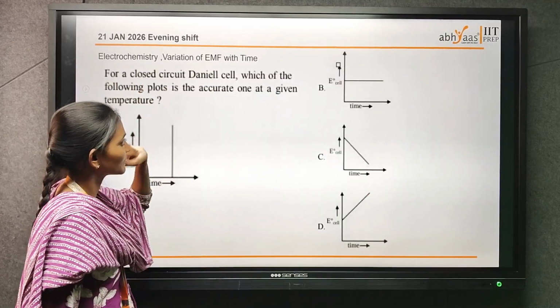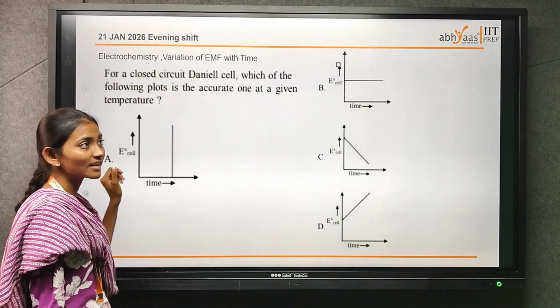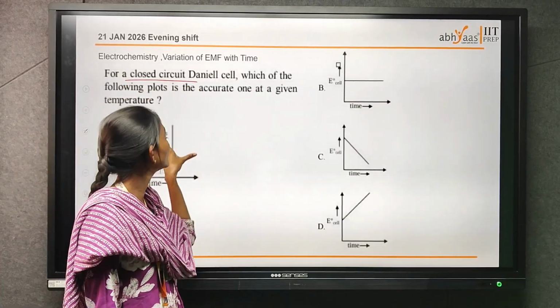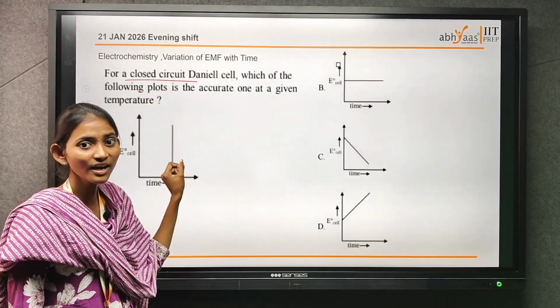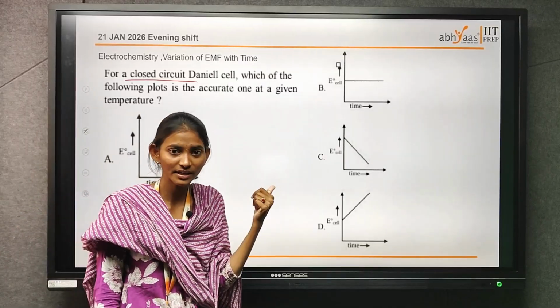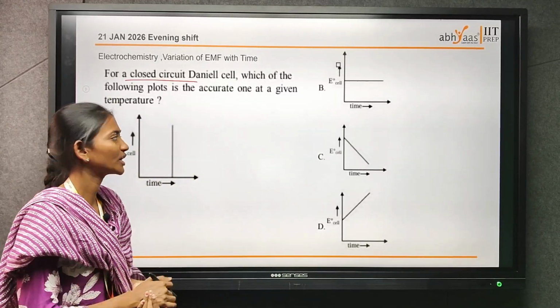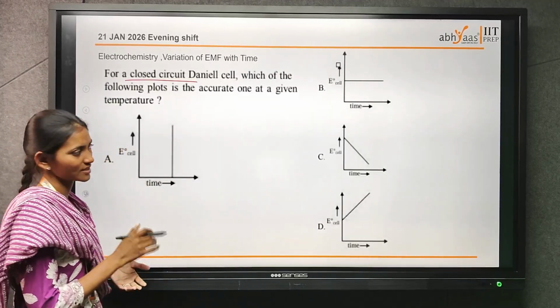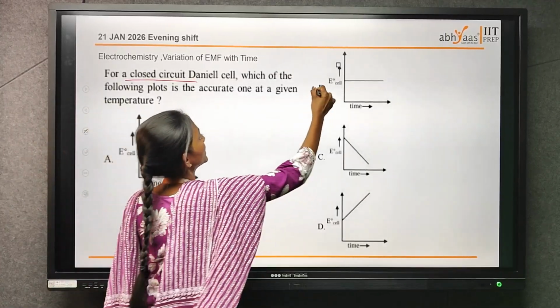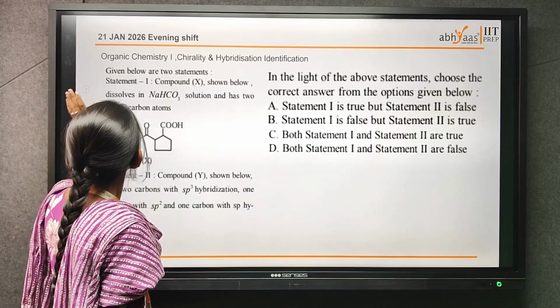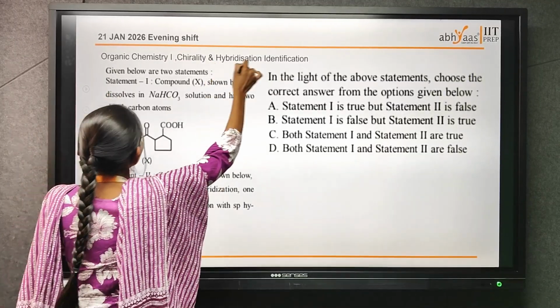And moving on to electrochemistry, the next question. Here the Daniel cell is in a closed circuit. When you are having a Daniel cell as a galvanic cell, closed circuit means what? The cell potential changes according to concentration, or what? Temperature. So it remains constant. So the answer will be B. Very easy question.